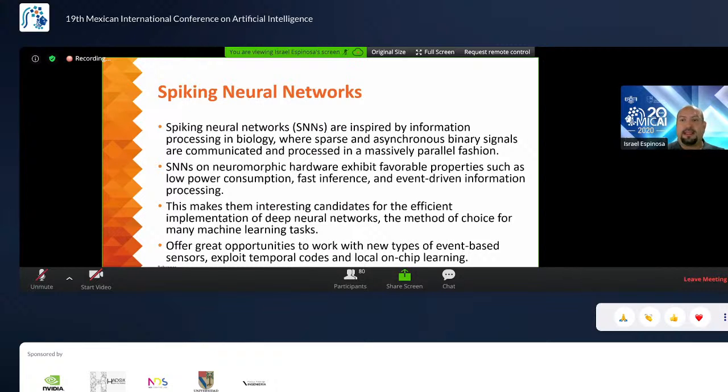They are fast and they do event-driven information processing. That is something that is hard to manage when we are using artificial networks of the first and second generation. Event-driven. So in this context, we can say that spiky neural networks are interesting candidates for an efficient implementation of deep neural networks. I will explain, when I talk about the new tube, how the spiky neural network architecture that I will show is comparable to deep neural networks. It also offers great opportunities to work with new types of event-based sensors, exploit temporal codes, and look at on-chip learning. So practically, these are the advantages of using spiky neural networks.